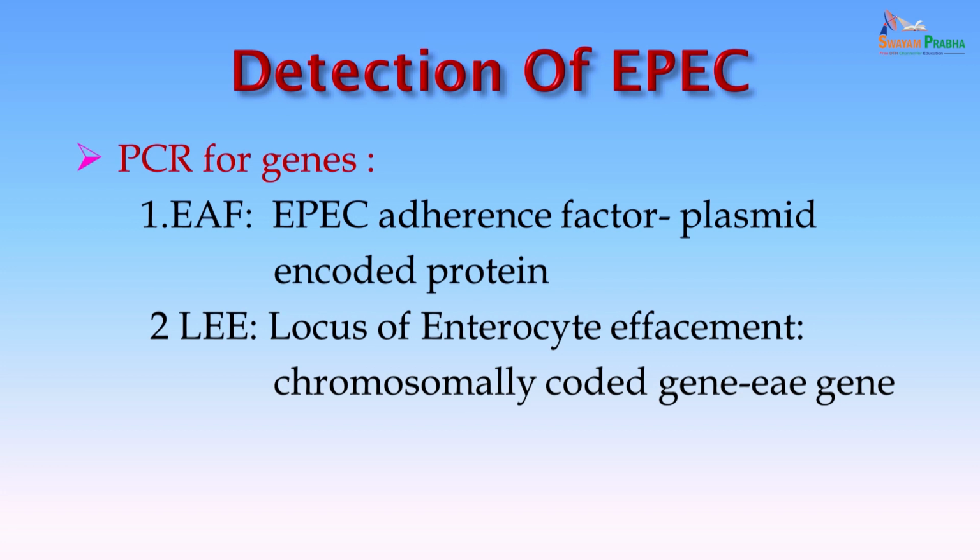EPEC can be diagnosed essentially only by PCR. We look for genes. The genes that we look for are, first, the EPEC adherence factor gene, which is a plasmid encoded protein, and the gene for the locus of enterocyte effacement, because the enterocytes get effaced, the villi on the surface get effaced. This is a chromosomally coded gene, which is the eae gene. Both these genes can be detected by PCR and the organism confirmed to be an enteropathogenic E. coli after it is fitted into the right serotypes for enteropathogenic E. coli.